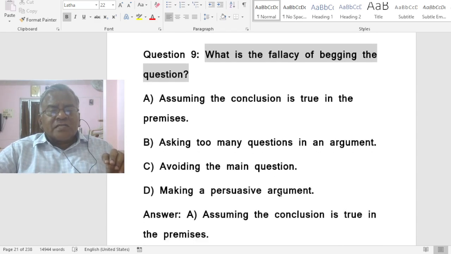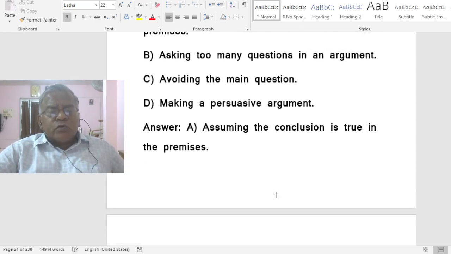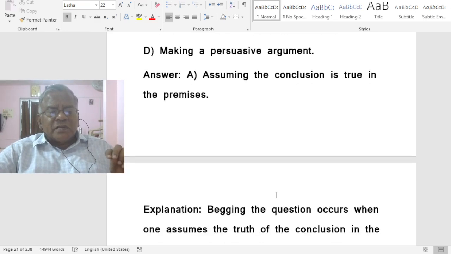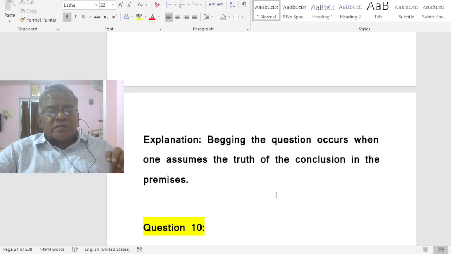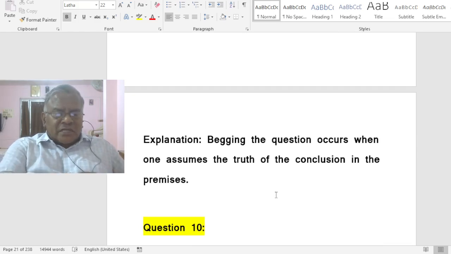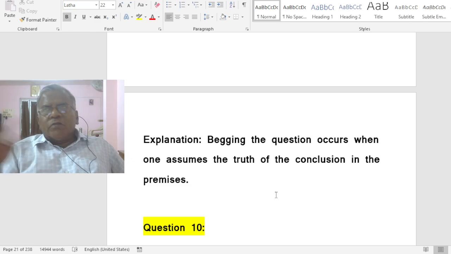So, what is the fallacy of begging the question? That is assuming the conclusion is true in the premises. So, begging the question occurs when one assumes the truth of the conclusion in the premises itself. So, that is the point. You see, all men are mortal, Aristotle is a man, so Aristotle is mortal. Then that is a valid argument.